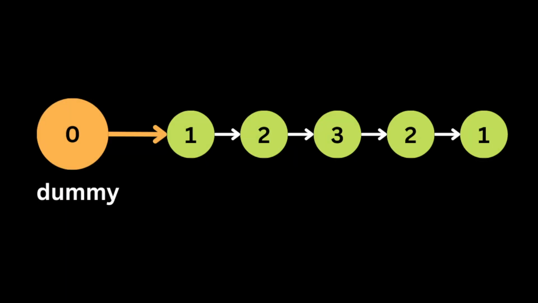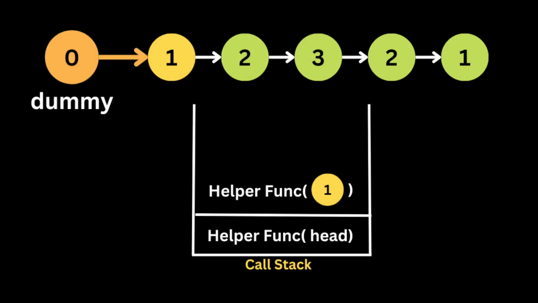So in order to solve this problem using recursion, we're going to start by initializing a dummy node that will keep track of the left pointer of the linked list during the recursive call. Then we need to define a recursive function that is going to do all the work and return to us the result as true or false.